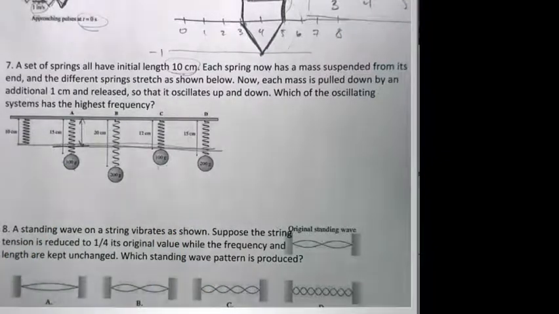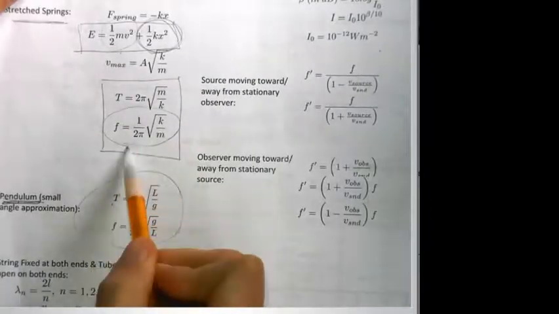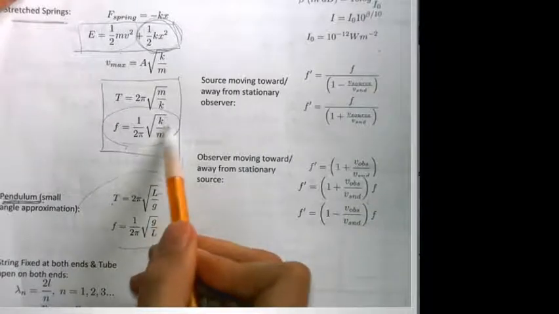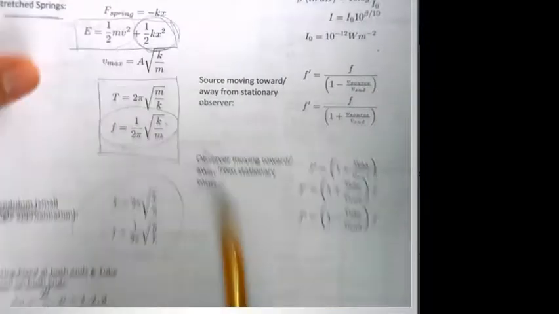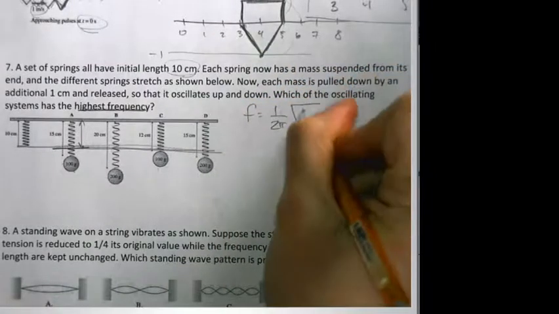Okay, so let's get some equations up here. So we're looking for the biggest frequency of spring. So let's write down this formula here for a spring. The frequency of a spring depends on k, which is a property of the spring. It determines how stretchy the spring is, and m. So we'll say f is 1 over 2 pi square root of k over m.